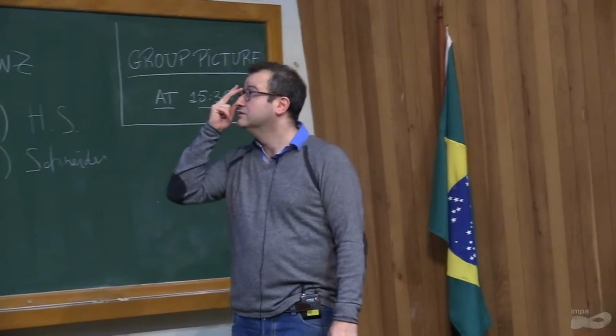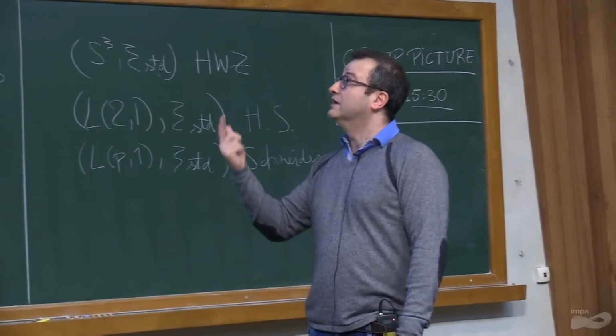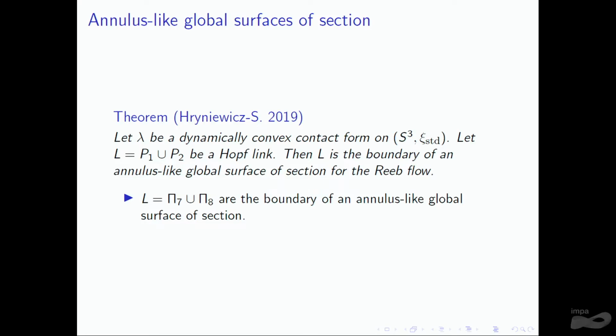Yeah. So you have this index 3 orbit, and it's the boundary of a disk-like global surface of section. You have a fixed point of the first return map, and it forms a Hopf link. Any fixed point would form a Hopf link with it.